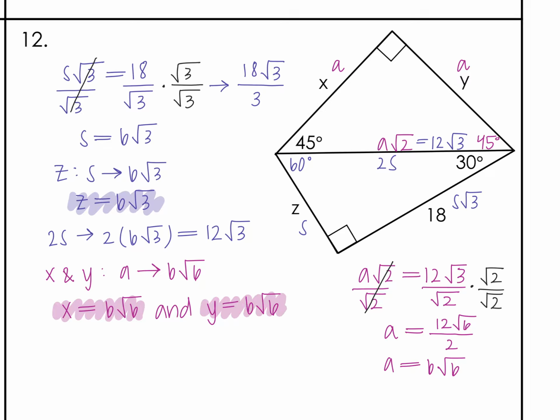All right, that is it for our lesson over special right triangles. We got the 30, 60, 90, and 45, 45, 90.